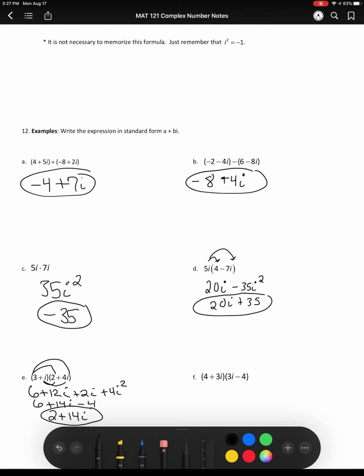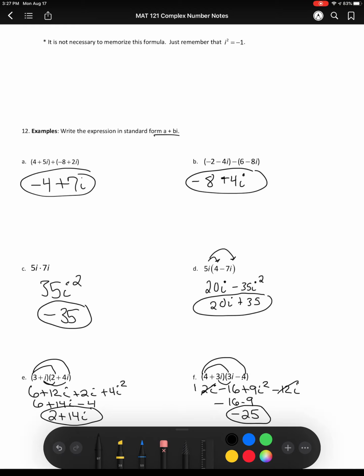All right, F. The quantity 4 plus 3i times the quantity 3i minus 4. So 4 times 3i is 12i. 4 times negative 4 is negative 16. 3i times 3i would be 9i squared. 3i times negative 4 is negative 12i. So the 12i and the minus 12i cancel. 9i squared would be minus 9, so you get 16 minus 9, which is just negative 25.